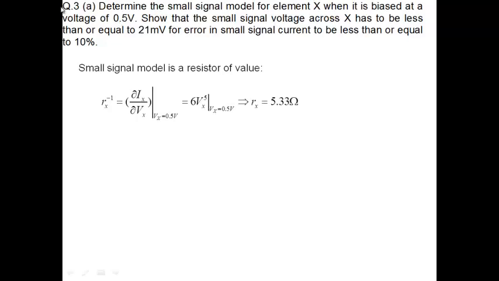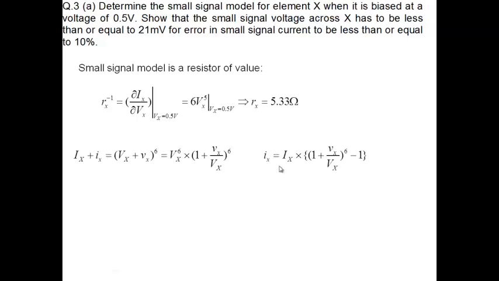So this is 0.5 volt we've already given you, that across the element X there is 0.5 volt. And therefore, you determine the value of the small signal resistance, you take the derivative, Vx is given to you, you get Rx equal to 5.33 volts. So your element X under small signal approximation is a resistor here. But note that the small signal is an approximation.